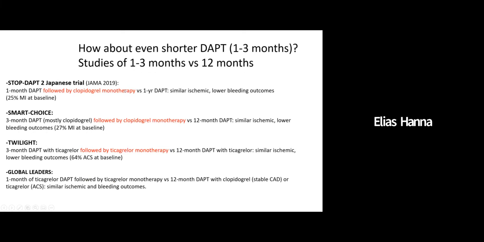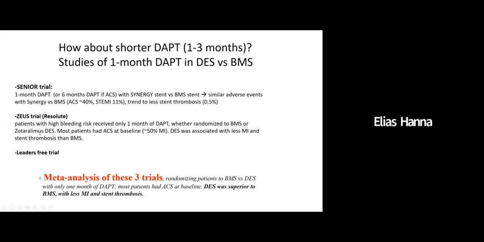Interestingly, those 4 trials were designed comparing 3 months of DAPT versus 12 months of DAPT. But you have another 3 sets of trials that compared 1 month of DAPT with DES versus BMS. So they did not compare 1 month versus 12 months. They did compare 1 month of DAPT with DES versus bare metal stent.